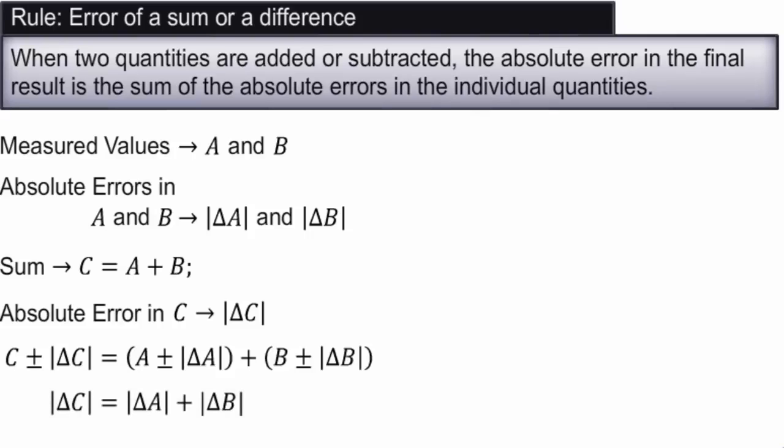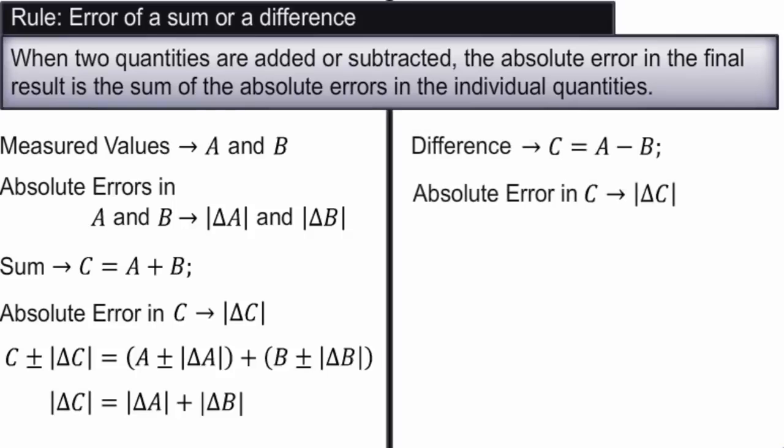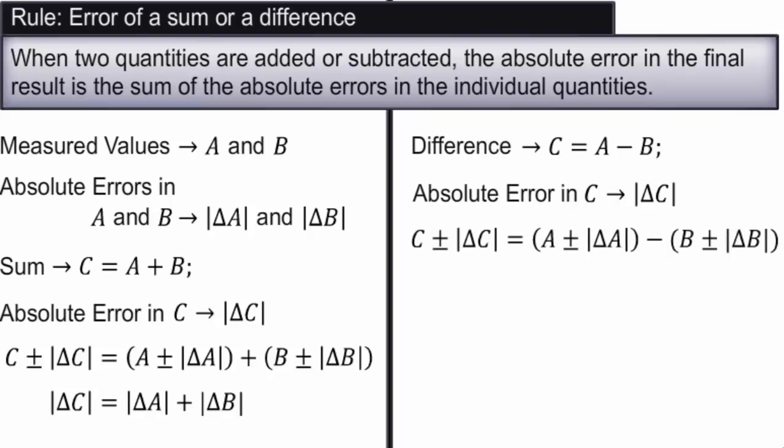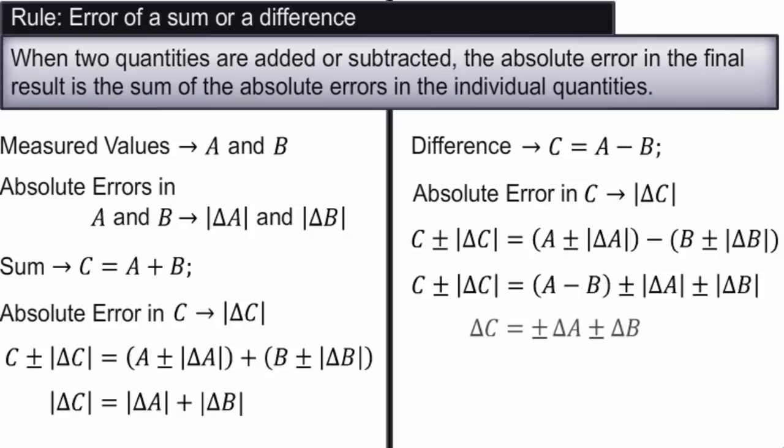For the difference C = A - B, we have C ± ΔC = (A ± ΔA) - (B ± ΔB), which is equal to A - B ± ΔA ± ΔB, or ΔC = ±ΔA ± ΔB. The maximum value of the error ΔC is again ΔA + ΔB.